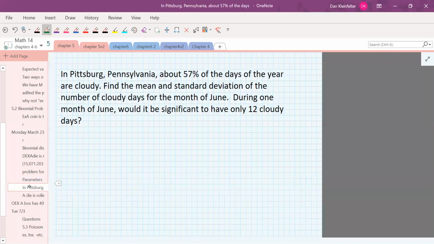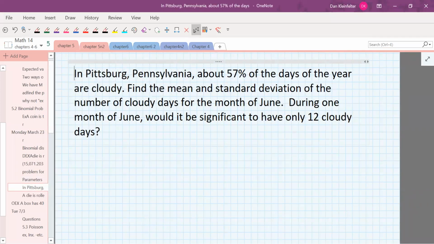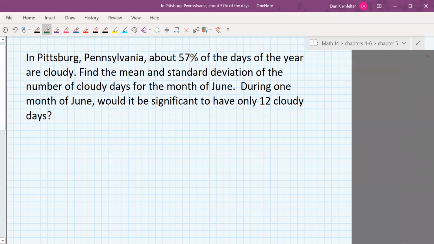One more example and then we're done with this. Here it says in Pittsburgh, Pennsylvania, about 57% of the days of the year are cloudy. We want to find the mean and standard deviation for the number of cloudy days for the month of June. June has 30 days, right? And then we want to know during one month of June, would it be significant to have only 12 cloudy days? So let's compute. The mean first is going to be NP.